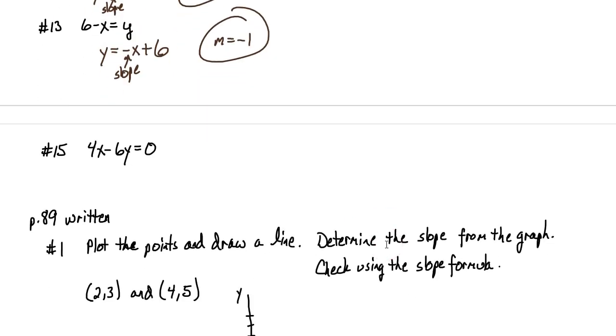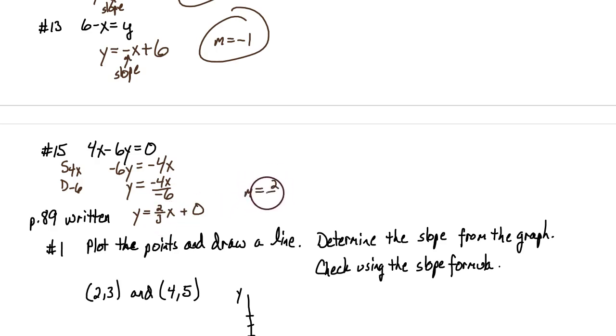Number 15, this is not in slope-intercept form. The letter y is not alone. Let's transform it. Subtract 4x from both sides. -6y equals -4x. Then divide by -6. -4x divided by -6 looks like this. But that reduces to 2/3 x. This is slope-intercept form. It's just that the constant on the end is a 0. So what is the number in front of x? It's 2/3.